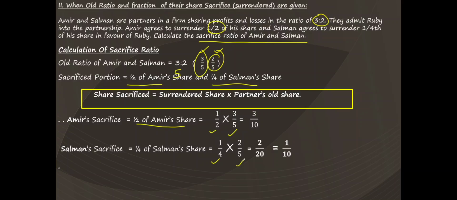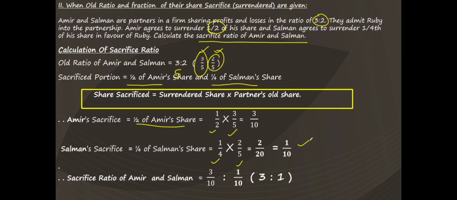So the share sacrificed by Amir and Salman will be 3 by 10 and 1 by 10. So the common denominators can be cancelled. So the sacrifice ratio will be 3:1. So now let us see the third condition to calculate the sacrifice ratio.